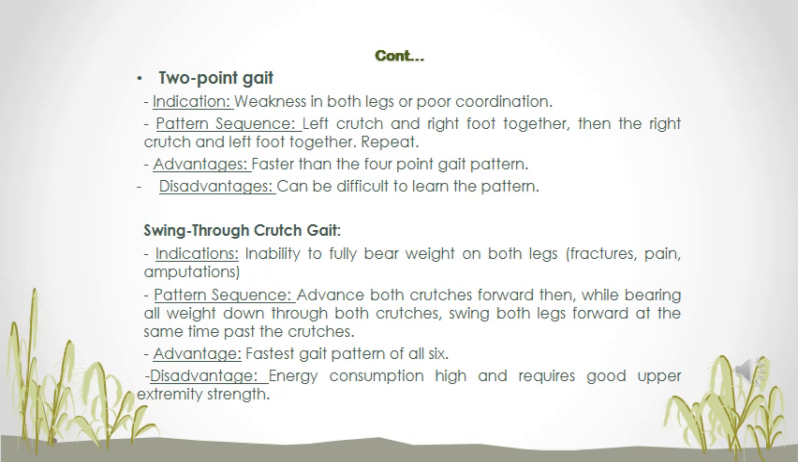What is a 2-point gait pattern? It's indicated when there's weakness in both legs or poor coordination. How does the sequence and the pattern work? So you place the left crutch and the right foot together forward. Then the right crutch and left foot follows together as well. That means that at a point in the gait pattern, there's always 2 points in contact. 1 crutch and 1 foot.